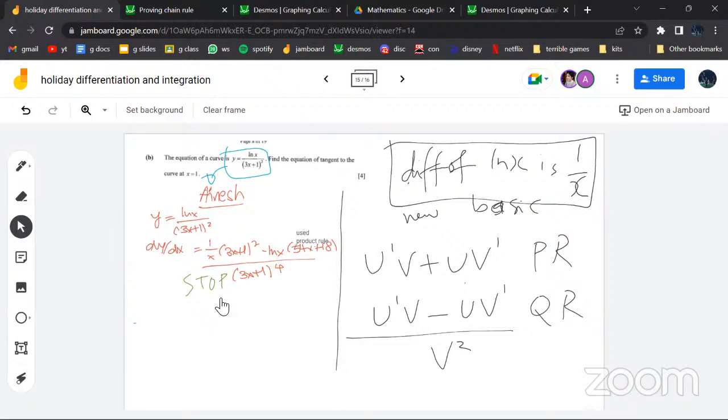Too slow already, yeah? Yoko, are you stuck? What is W? 3x plus 1, right? So go and write it down. Equals to 2 times that. Write it down. Then times W prime. What is W prime?